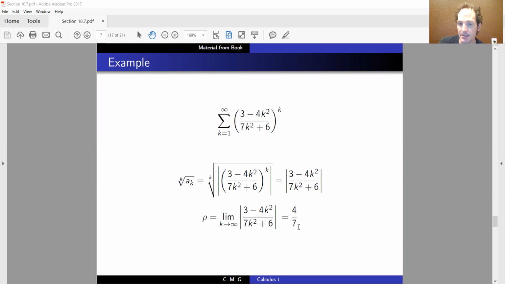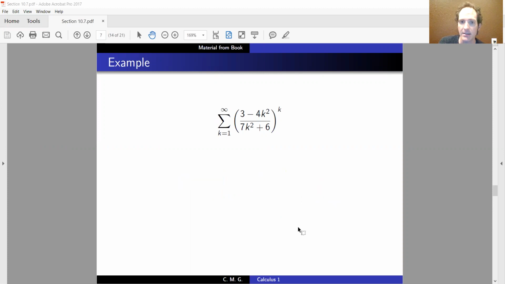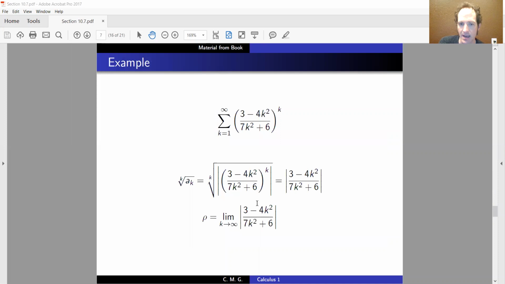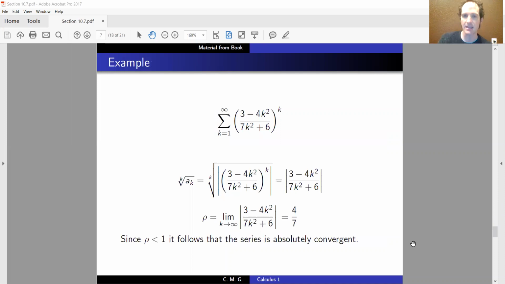And that is smaller than 1. So since the limit, again, is smaller than 1, so I'm looking back here, the limit is smaller than 1, we have a convergent sequence, and it converges absolutely. So this is telling me this is actually convergent. So this whole sequence here is convergent.